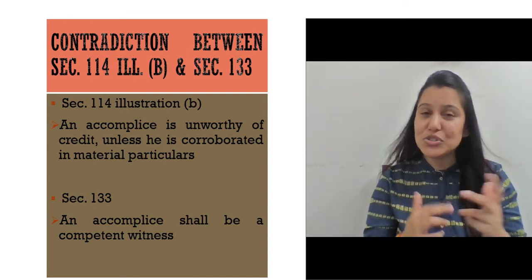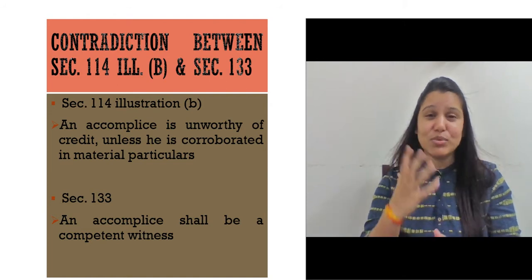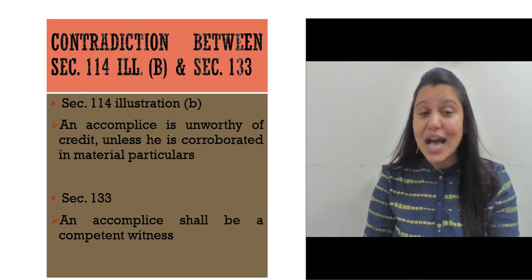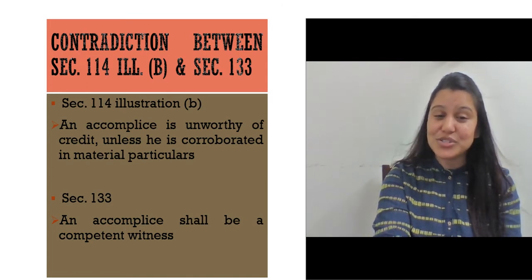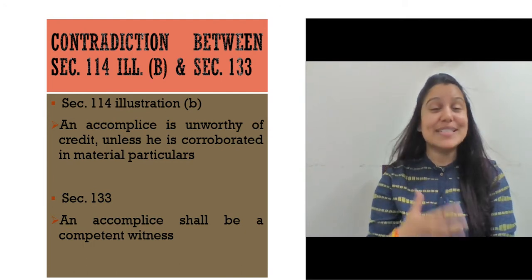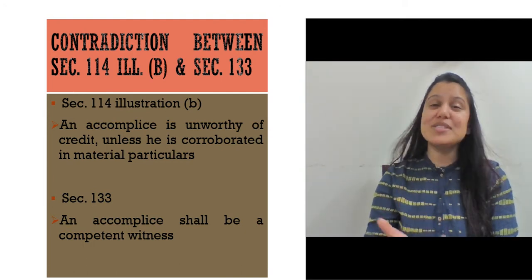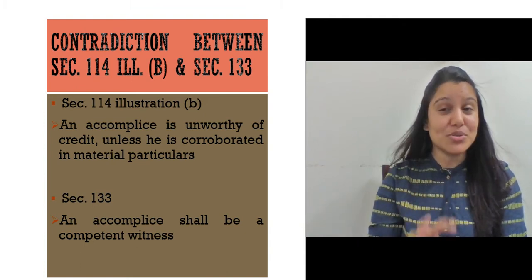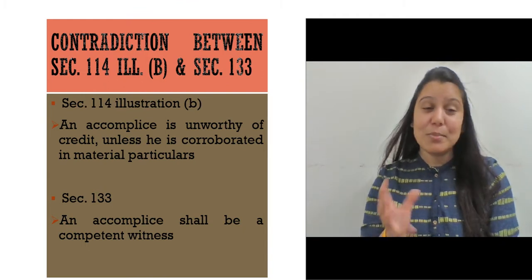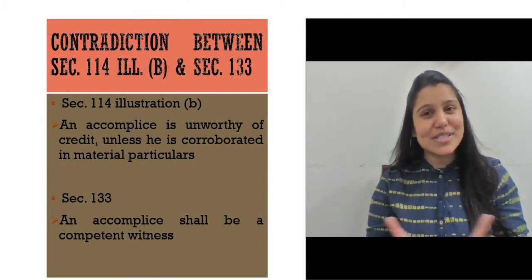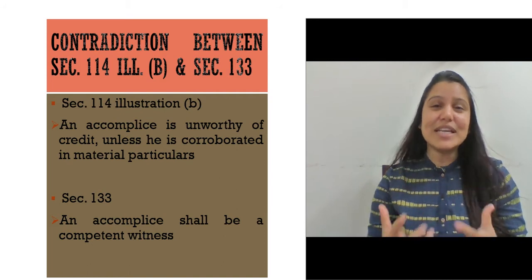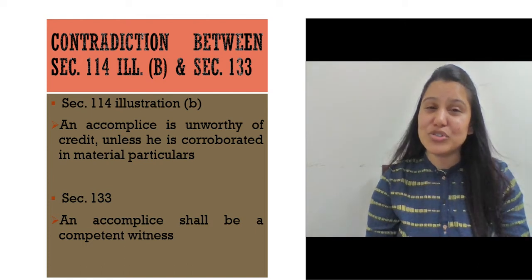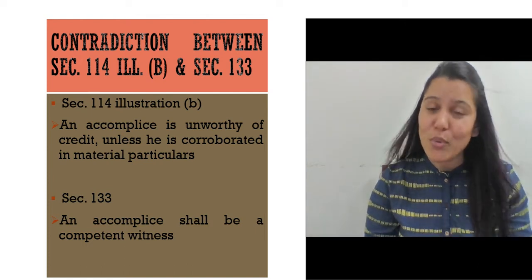So of course these two are of a conflicting nature in each and every word that they are stating, but when it comes to an illustration and when it comes to a main section, of course the section will prevail, because the illustration is there in order to make the meaning a bit clear, but the illustration is not the section in itself. But when it comes to a section, it is a whole section where the complete thing can be relied upon. So here section 133 will prevail over illustration B of section 114.